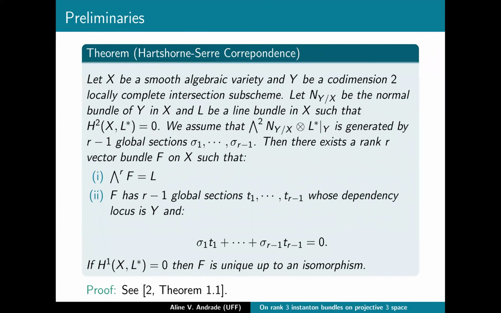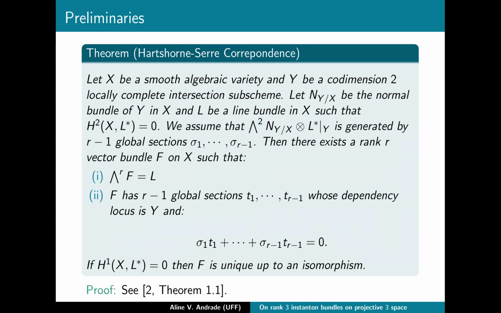First of all, I would like to remind you of the Hartshorne-Serre correspondence theorem, okay? Let X be a smooth algebraic variety and Y be a codimension 2 locally complete intersection subscheme. We will consider the normal bundle of Y in X and L a line bundle as well on X, okay? Such that we have this vanishing condition. We have this vanishing condition over here, okay?